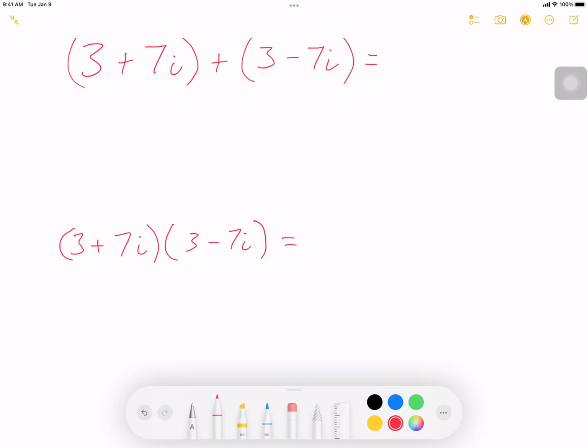Welcome to my second installment of why calculus teachers are obsessed with conjugates when they come to teach complex numbers.